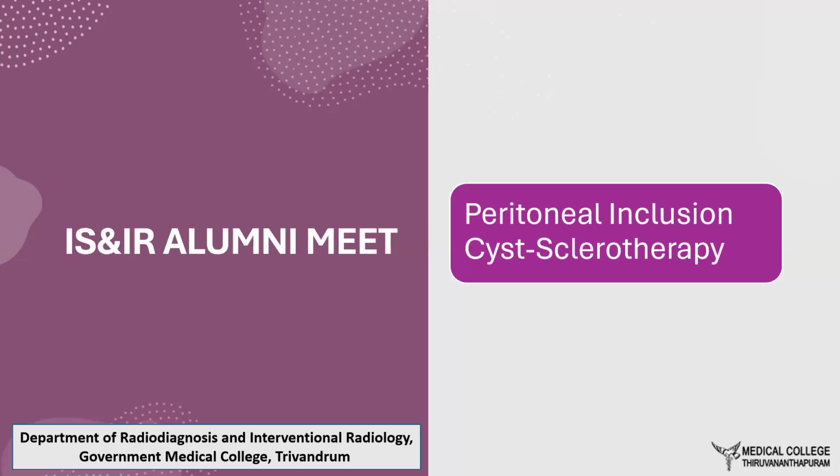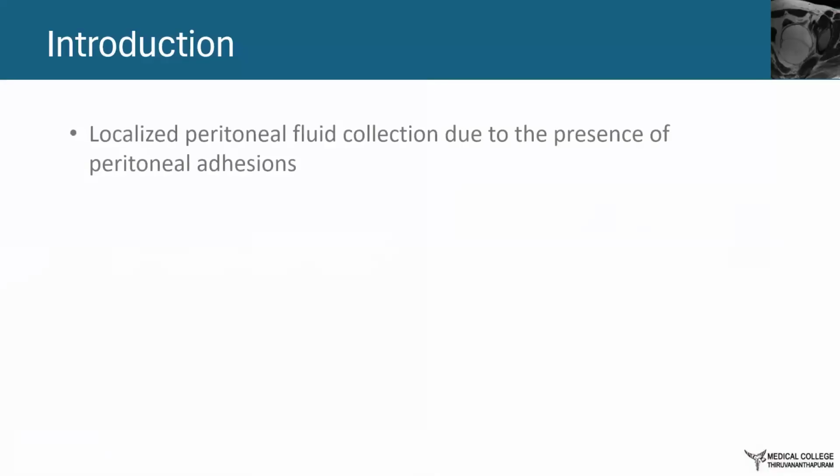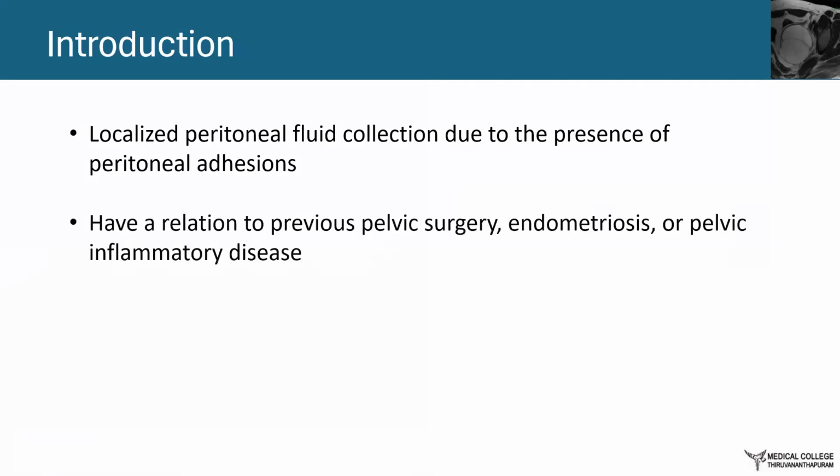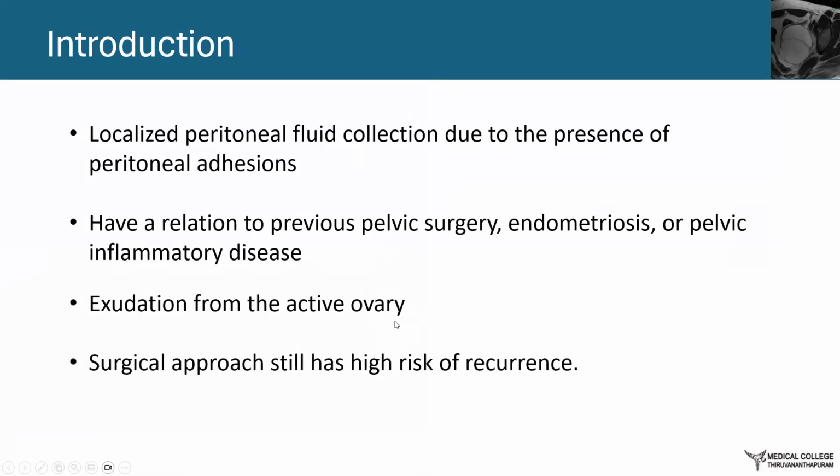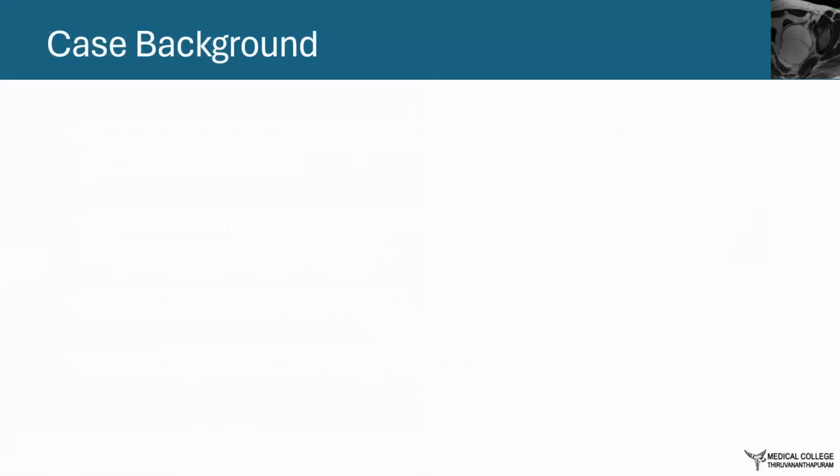Next is a case of a peritoneal inclusion cyst. Peritoneal inclusion cysts are secondary to adhesions in the peritoneal layers in relation to inflammation or surgeries or even endometriosis in the pelvis. Generally they are an active exudate from the ovarian parenchyma, and the surgical approach is very difficult because there are high chances of recurrence, as fluid secretion into an adhered layer of the peritoneum will continue to happen.